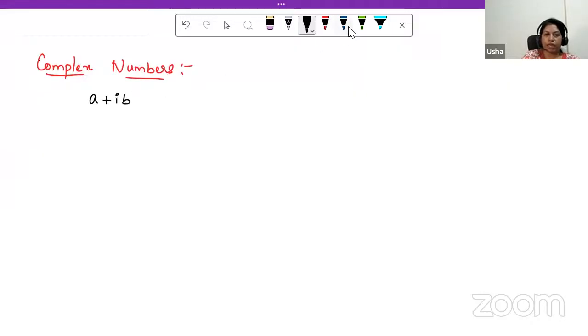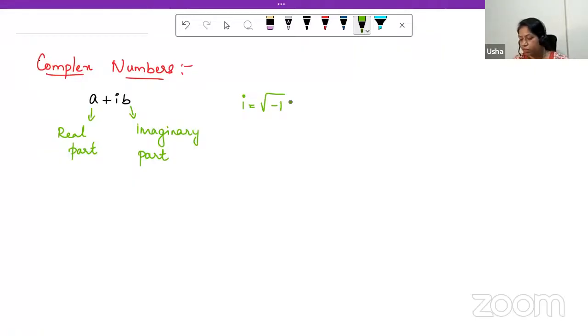Where a is called the real part and b is called the imaginary part. And i is equal to root of minus 1. So root of minus 1 does not exist. That is why it is called an imaginary number. So here, what we do is first find the trigonometric form of the number.